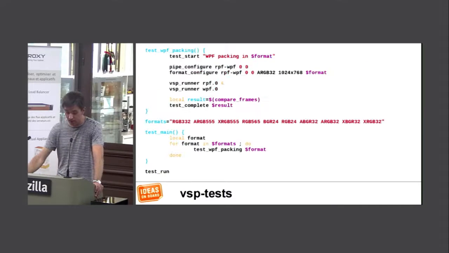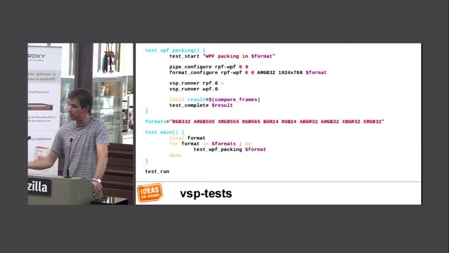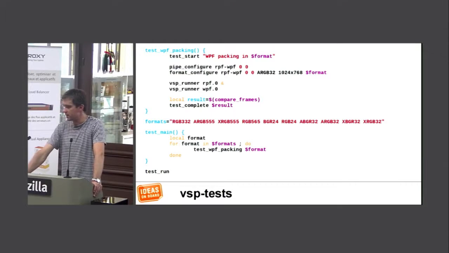And then for the test itself, there's a test run function at the bottom that's called, it's a library function, and that's going to eventually call, after initializing internal parameters, the test main function. And there I'm free to do whatever I want. So this is here a pretty simple test. I loop over a set of defined formats, and I call a single function for each of them to test whether the device can generate that format at the output properly.